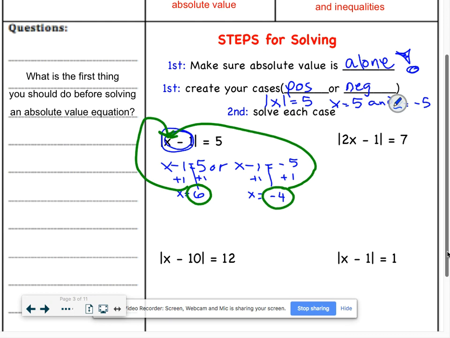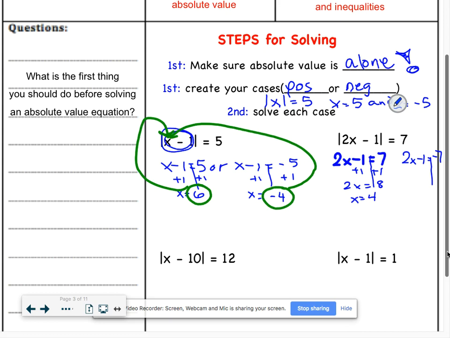The absolute value of 2x minus 1 equals 7. So that means whatever is inside here needs to be 7 from 0. So I need to make my 2 cases. I'm going to say 2x minus 1 equals a positive 7, or 2x minus 1 equals -7. Sorry that my algebra is a little messy. And then solve them both. So I'm going to add 1 to both sides. 2x equals 8. X is 4.